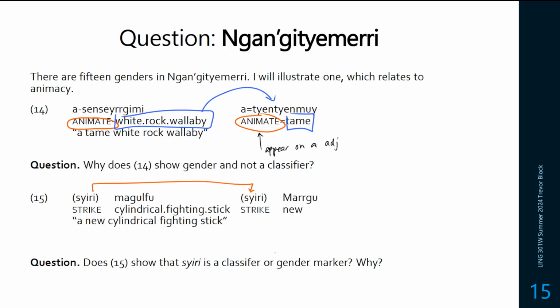So what we want to say in this case is that it's actually a gender marker and not a classifier because it has to appear twice. So one is probably modifying the noun and the other is probably modifying the adjective. They just have very clear word forms.